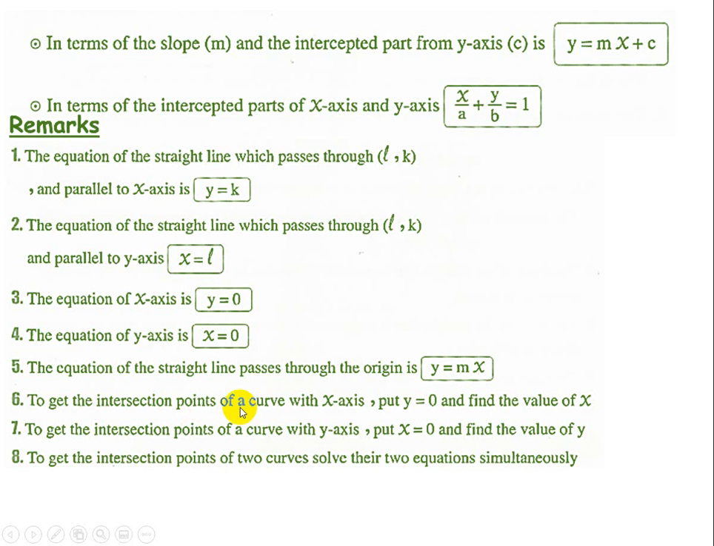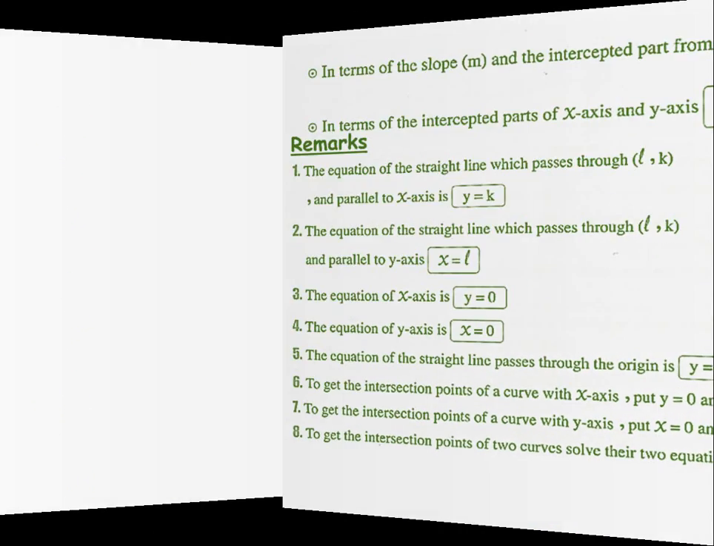To get the intersection points of the curve with the x-axis, put y equals 0 and find the value of x. To get the intersection points of the curve with the y-axis, put x equals 0 and find the value of y. To get the intersection points of two curves, solve the equations simultaneously.